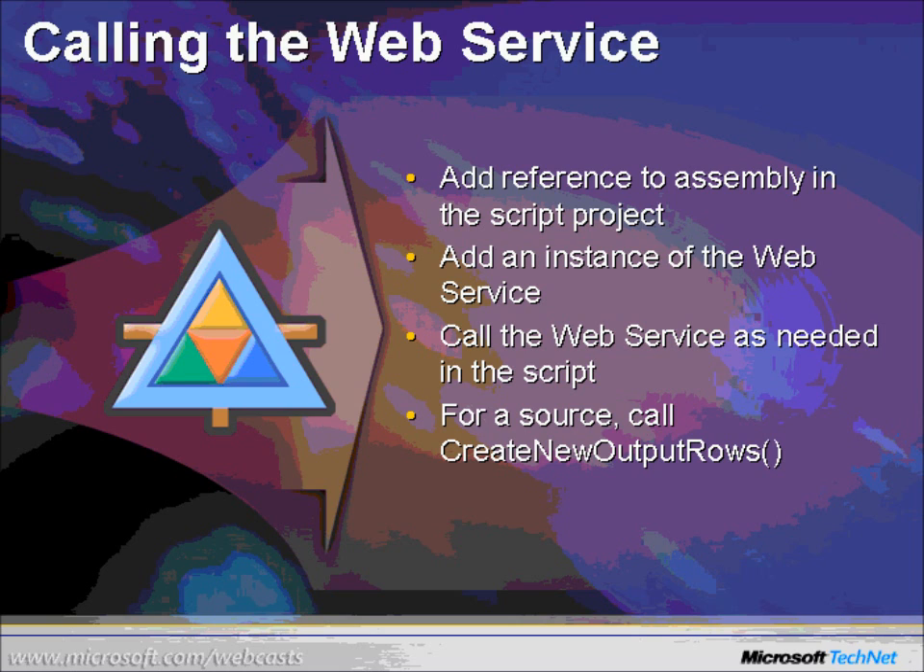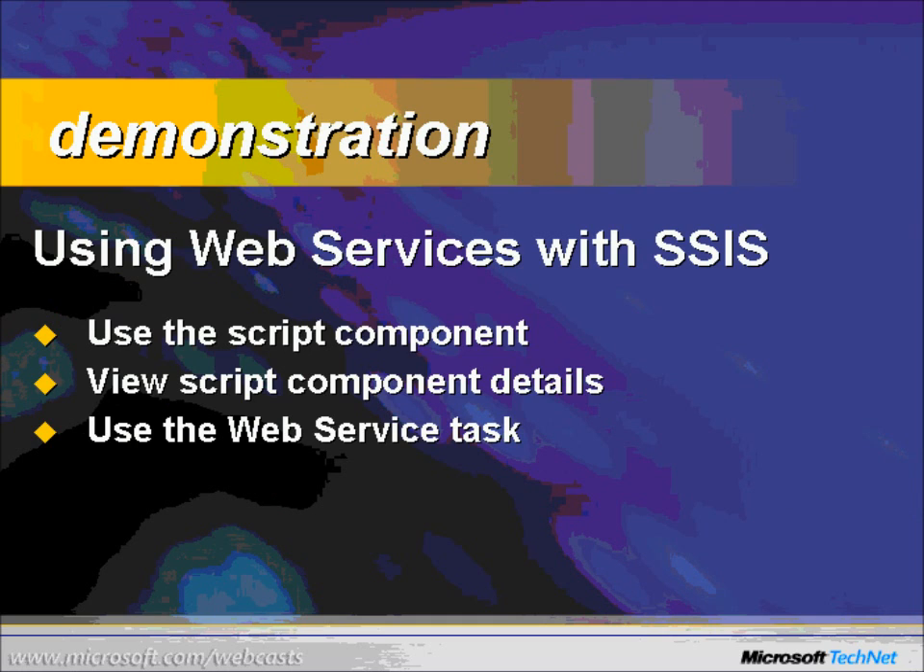When using the web service-enabled script component as a data source, the method most frequently used is CreateNewOutputRows. CreateNewOutputRows is where the script component builds the output rows that will be pushed out into the data flow. In a web service-enabled script component data source, these rows will most often be the rows that are returned by the web service.